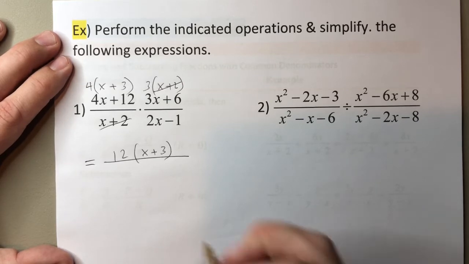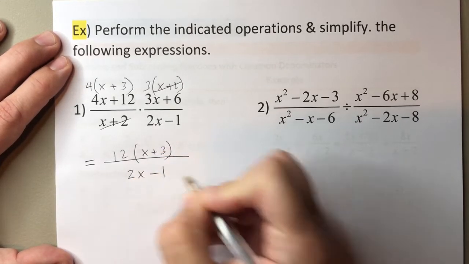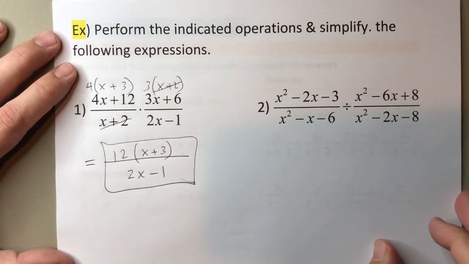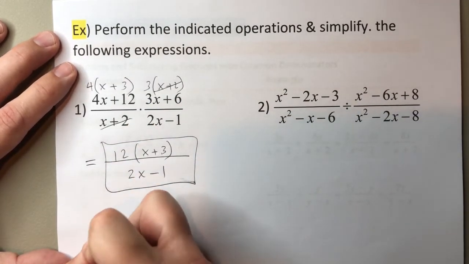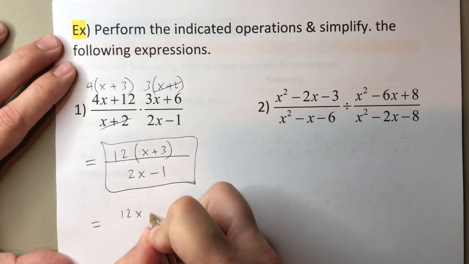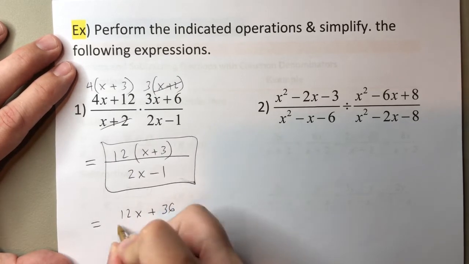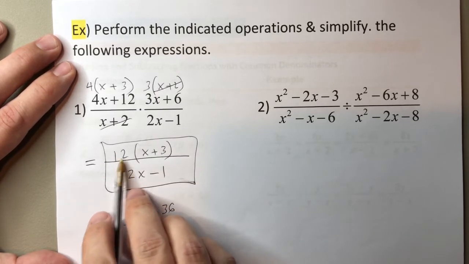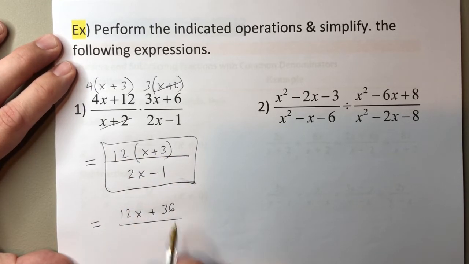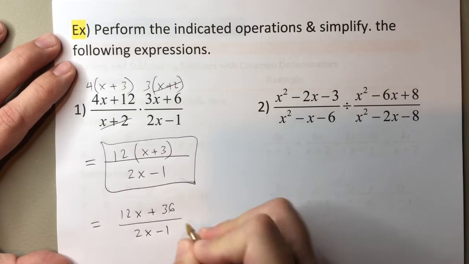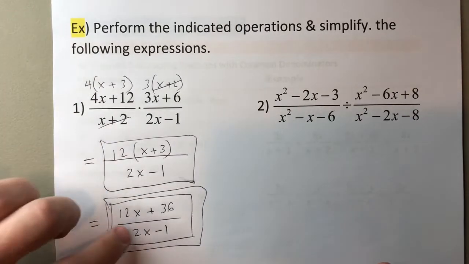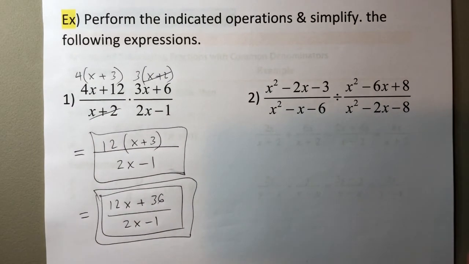Now, in the denominator, you get 2x minus 1. You could actually leave it just like this. I don't really care, nor does WebAssign. Or if you wanted to completely simplify it, the preferred answer is the distribution of the 12 to the quantity x plus 3, giving you 12x plus 36 on top, all over 2x minus 1. This is the preferred answer, but either one is acceptable, okay?